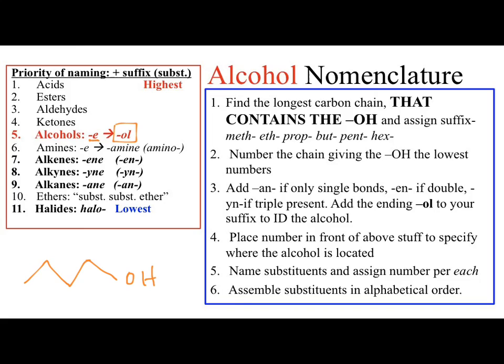How many carbons? 4, so we would go with bute, right? You all remember that? Okay. We could go through and number our chain. Our alcohol is the only thing on there, so we could call this butol. Okay, but that doesn't give us as much information as we'd like out of it.